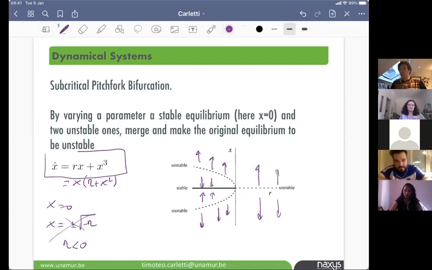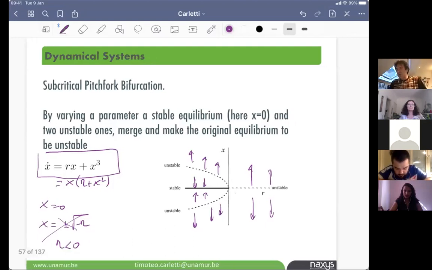Again, I insist that this is a normal form. This means that you can have a very different system, but once you have a good change of coordinates, you can put it in this form, which is the supercritical, and the other form is the subcritical. So this is really in the neighborhood of the parameter space where you have the bifurcation.